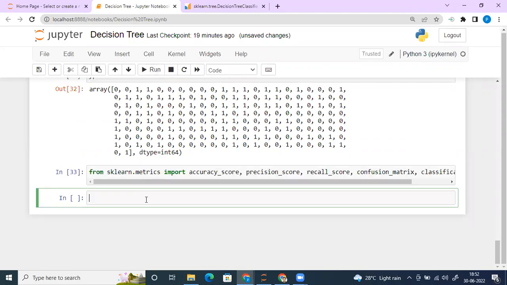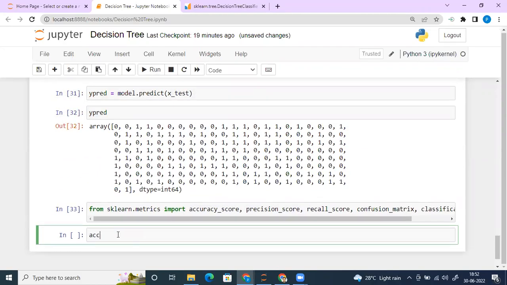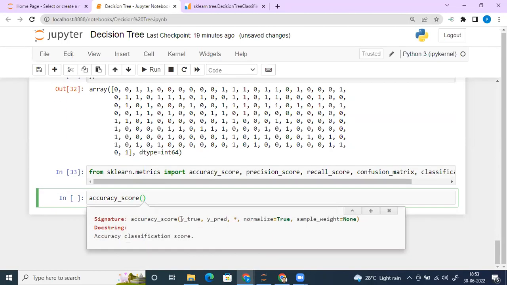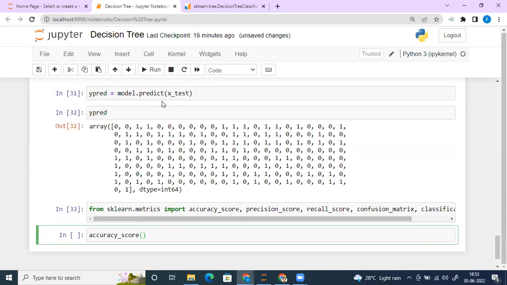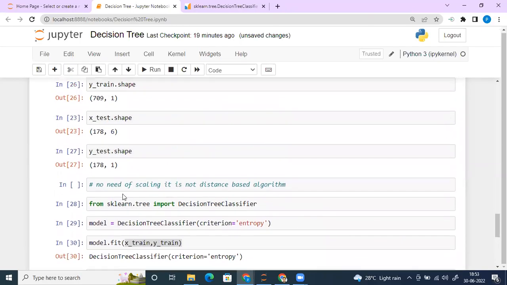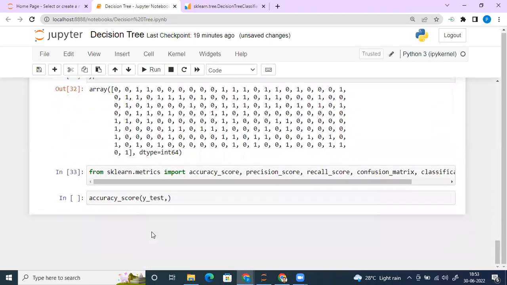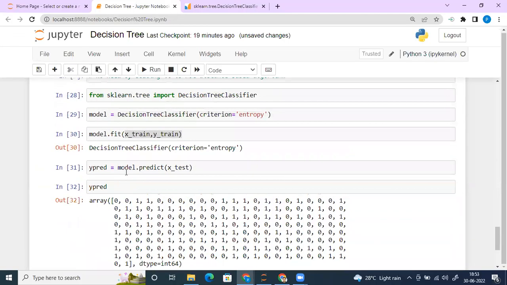Let me import first of all just one, accuracy score. You will see every one of these needs two arguments: y_true and y_pred. Y true means the actual value of y. The actual value is y_test. This is the actual value which you have kept separate. Remember this one, y_test. You will compare this with the predicted value of the y test.